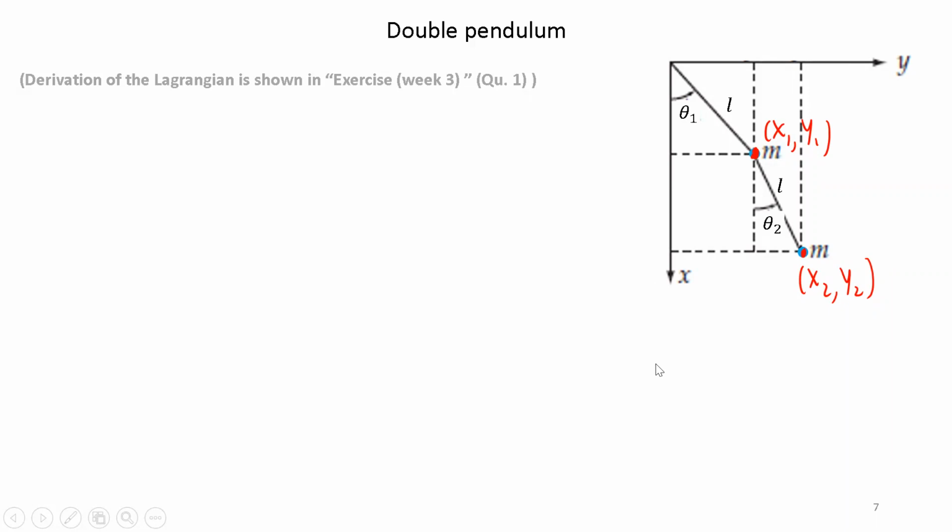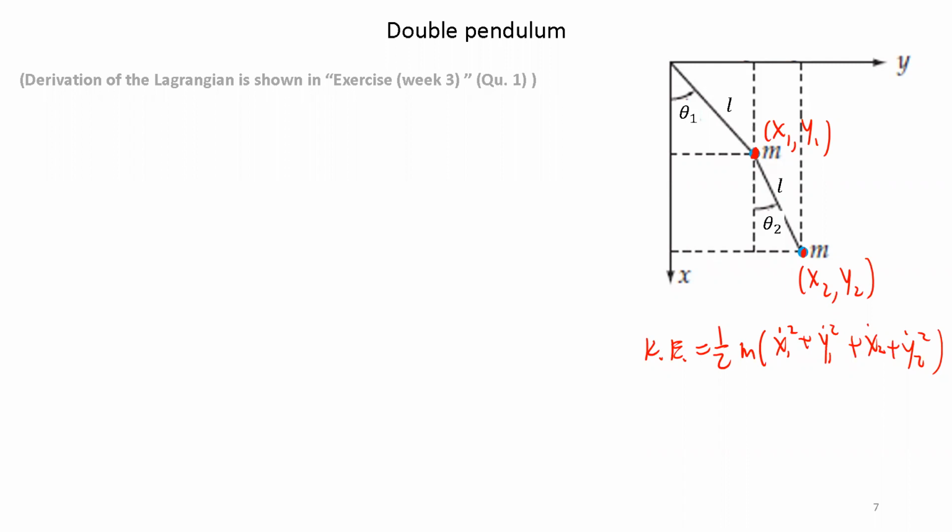But anyway, if I have this x1, y1, x2, y2, then what you have for the kinetic energy would be 1/2 m times (x1 dot squared plus y1 dot squared plus x2 dot squared plus y2 dot squared).